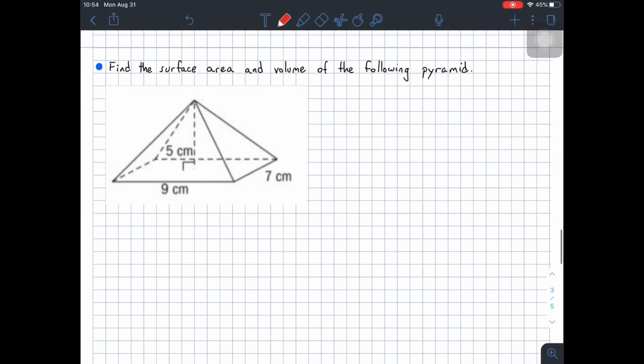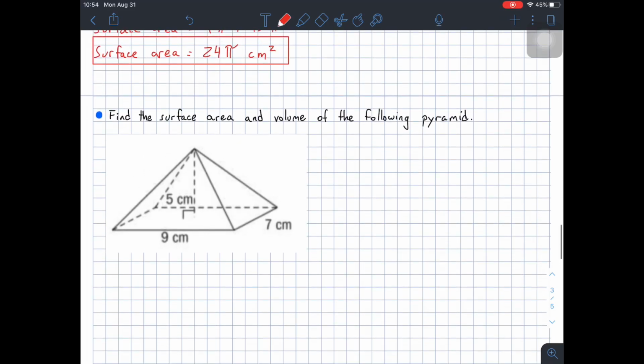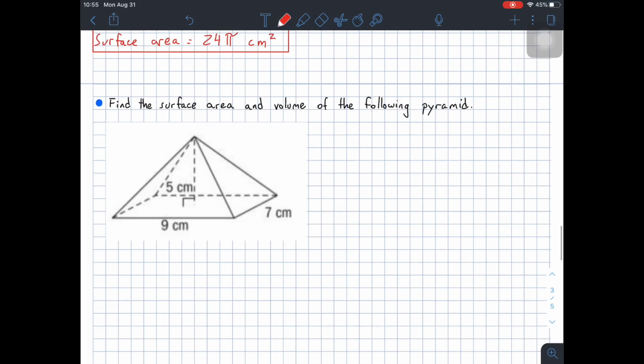Okay, then it says find the surface area and volume of the following pyramid. We're going to see how this applies for a pyramid. So it's actually the same thing. For a pyramid, well, in this case, it's not a square pyramid. It's a rectangular pyramid, right? Because the length and width are different. So let's work with the surface area, which is a little bit more difficult in this case.